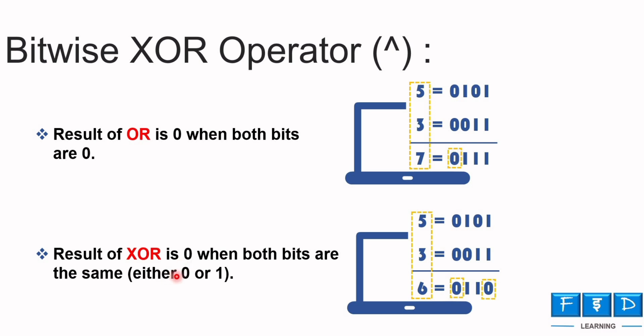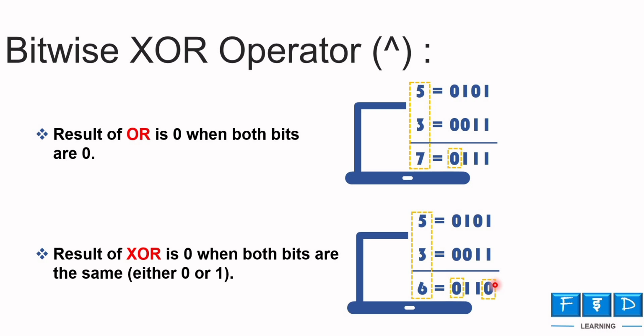And here for the XOR operator, the result of the XOR operator is 0 when both bits are the same, so either 0 or 1. Here you can see 1 and 1 resulting in 0, but 0 and 1 resulting in 1, 1 and 0 resulting in 1, and 0 and 0 resulting in 0. So the difference is, for the OR operator, if both are 0, then the result is 0. And in the XOR operator, if both bits are the same, either 0 or 1, then only the result is 0.